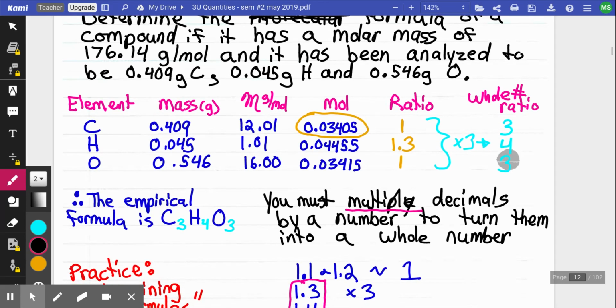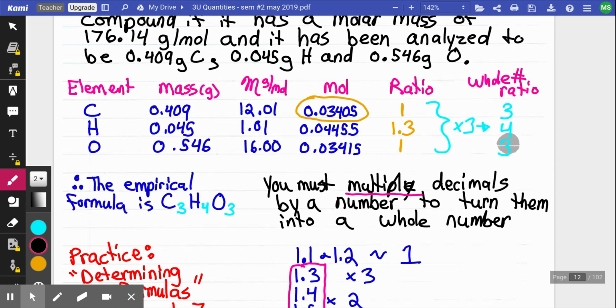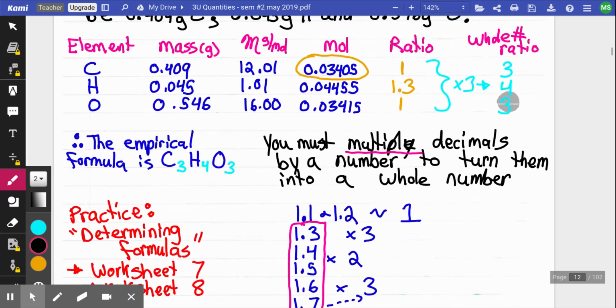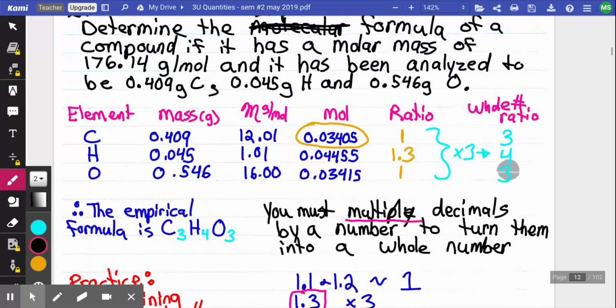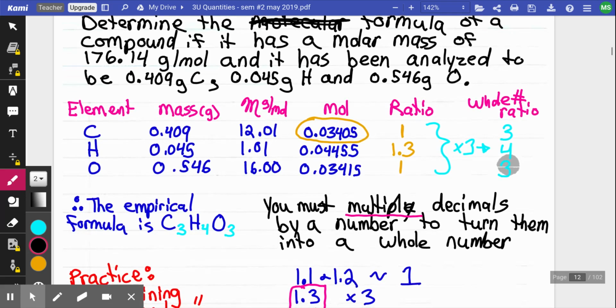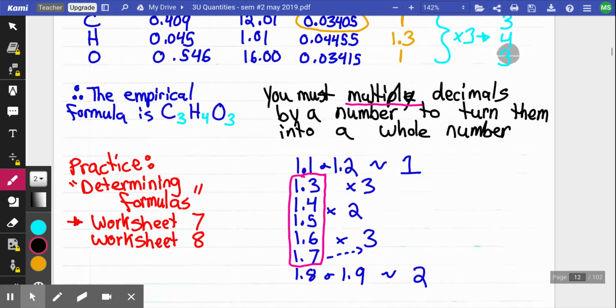So here is a little help. Actually, make sure you have this copied down. All right, here is the little help. If you have something like a 0.1 or a 0.2, you can just round that down, so it can become 1. If you have a 1.3, you can multiply it by 3. A 1.4 and a 1.5 can get multiplied by 2.